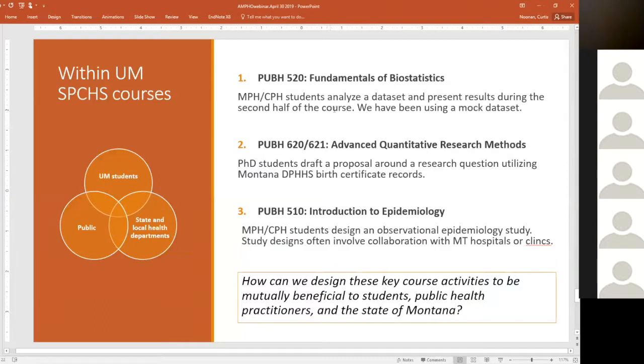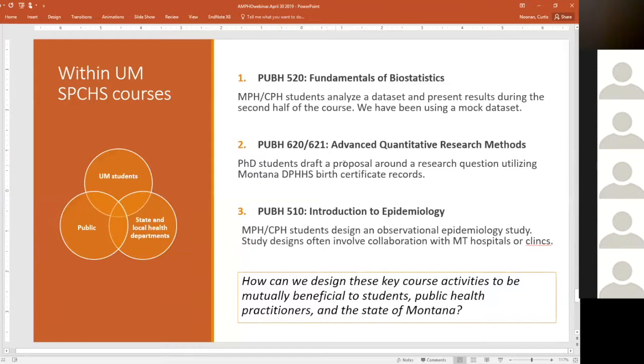And then, we are always looking for ideas of how to integrate Montana relevant questions and data into our courses. And just to give you an example, I'm just going to point to the second example here, which is a course for our new PhD program. It's an advanced qualitative research methods course.